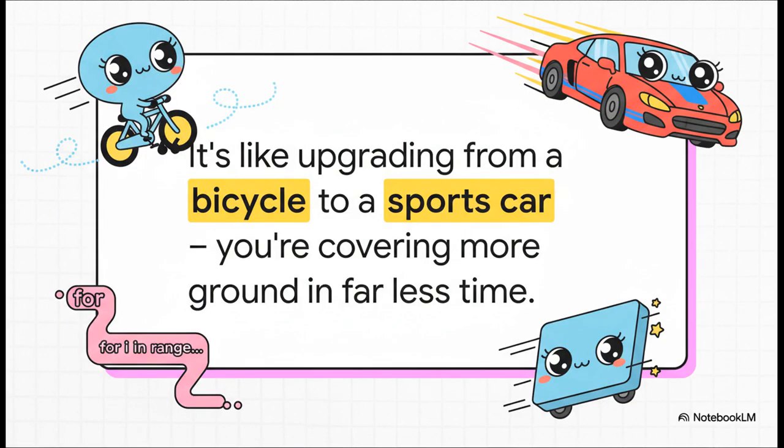I love this analogy because it's just so perfect. A for loop in Python is like riding a bicycle. Yeah, you'll get there eventually, but it's one pedal stroke at a time. It's a lot of work. Vectorization with NumPy? That's the sports car. You're covering the same ground, but you're doing it with incredible speed and power, all in one go.